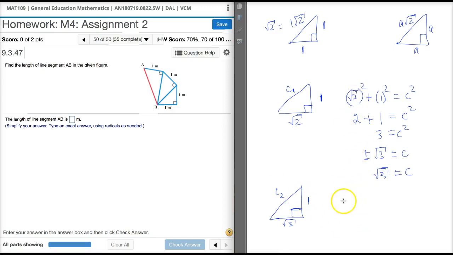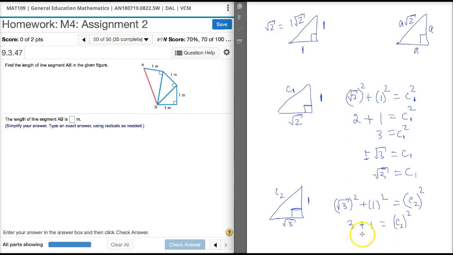And we just do the same thing over again. So here we know square root of 3 squared plus 1 squared is equal to C2 squared. Okay? And yeah, I forgot to label this. This should have been C sub 1 for all these. Sorry about that. So here we know that square root of 3 squared is just going to be what? That's right. It should just be 3. Plus 1 squared is just 1. And this is just C sub 2 squared.